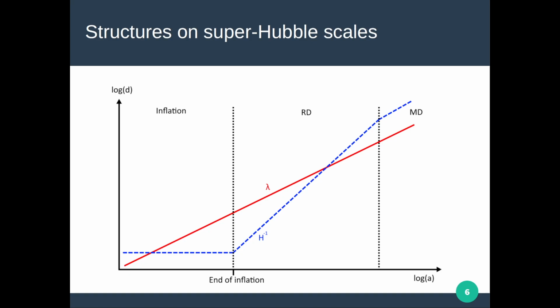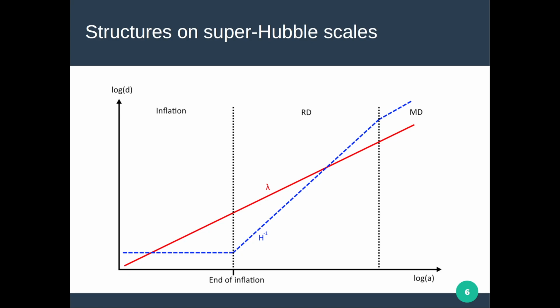In the sketch, the red line shows the structure of a given physical wavelength lambda, which grows with the scale factor a, and the dashed blue line shows the Hubble length, which relates to the causal horizon and is constant during inflation and grows with a to the fourth and a to the third power during radiation domination and matter domination respectively. A structure of a given wavelength lambda, which is formed either before or in the beginning of inflation, can grow beyond the Hubble length, making it super Hubble.